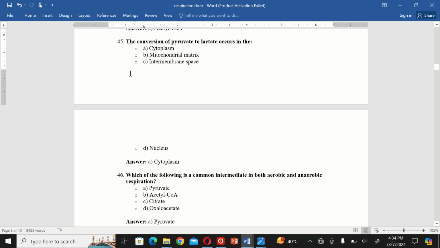The next MCQ is: the conversion of pyruvate to lactate occurs in the A. Cytoplasm, B. Mitochondrial matrix, C. Intermembrane space, and D. Nucleus. So the correct option is A.